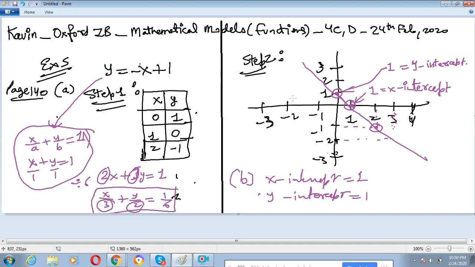Okay, so can you read the C part? Decide whether the point A 200 negative 199 lies on the graph of this function.